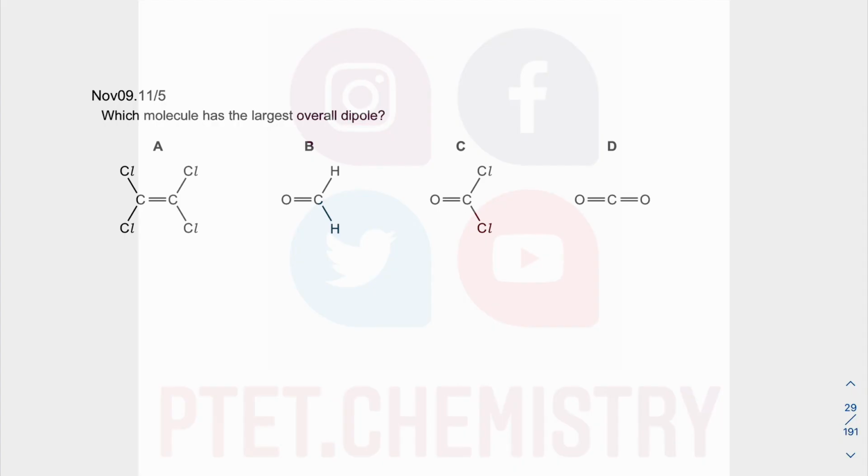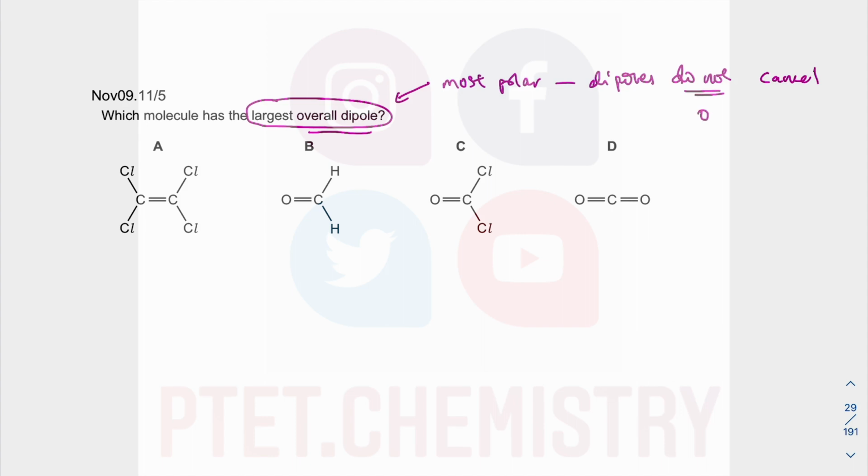So in this question, it's asking which molecule has the largest overall dipole. Overall dipole is the largest, means it's the most polar. So if it is the most polar, it means dipoles do not cancel out. Because if dipoles cancel out, then you get a symmetrical distribution of charge, then you will get non-polar molecule. Be very careful, yeah? Polar bond does not mean polar molecule, alright?